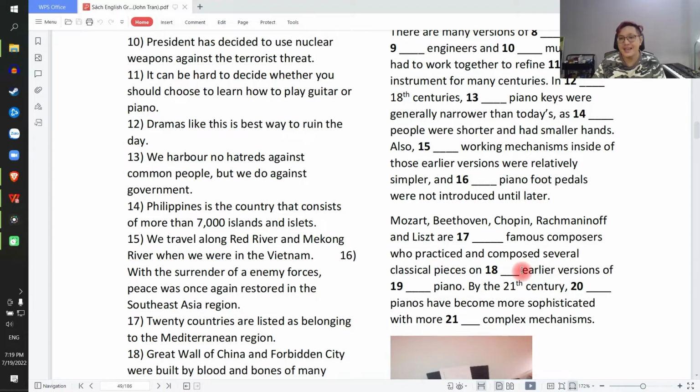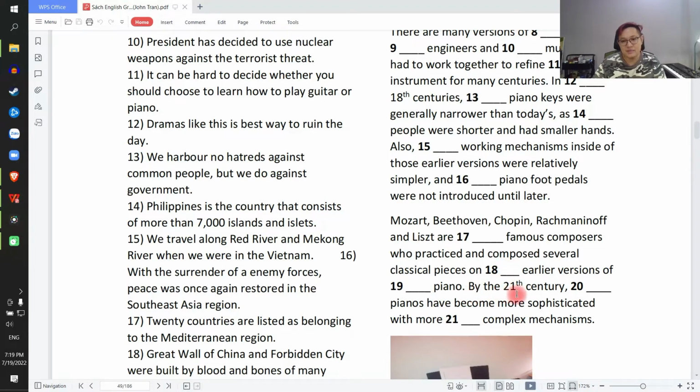We don't want to talk about any earlier versions in particular because we cannot specify what earlier version of the piano here. Cái chỗ này mình không có biết được là cái phiên bản sớm hơn nào của piano, nó chỉ nói mơ hồ là phiên bản sớm hơn thôi. Mình không có nói, nó không có nói rõ ra là phiên bản sớm hơn nào của piano, cho nên nó không có mạo từ, nó không xác định được. Số 18 là no articles.